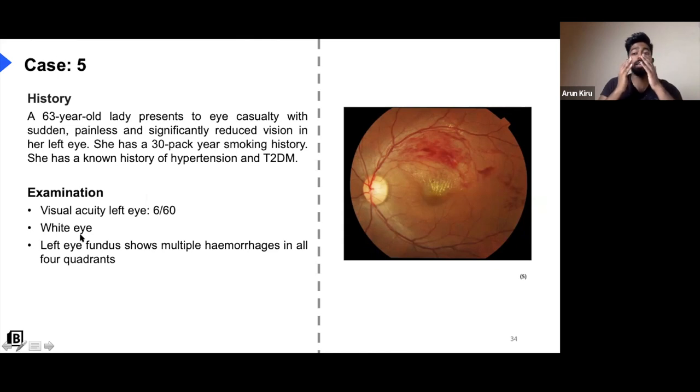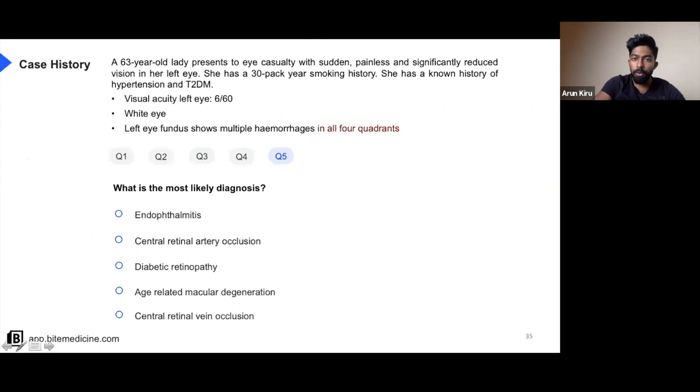The eye itself is white. So the front of the eye looks great, but the back of the eye, imagine this, but all over, basically. Multiple hemorrhages in all four quadrants. So this quadrant, this quadrant, this quadrant, this quadrant, okay? So what is the most likely diagnosis?